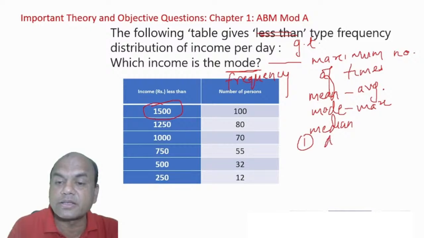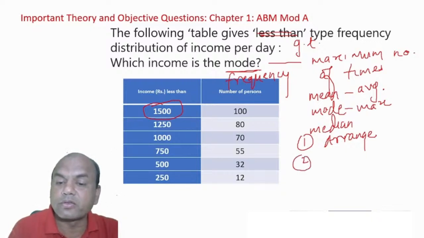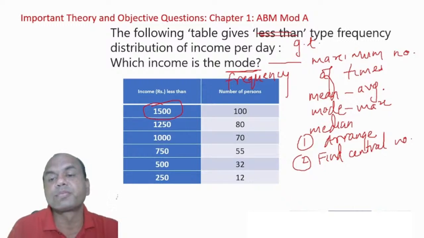First, arrange them in serial order. And then find the central number. Find the central number. Okay, so this is known as the median. So these three important terms are there in statistics.